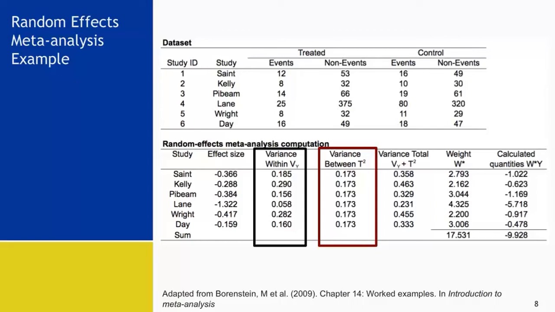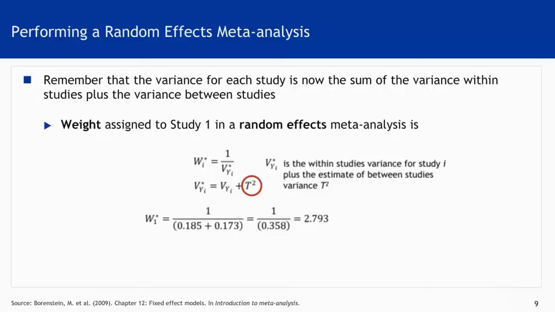I think as long as you understand there are 2 components for your total variance, which is the within study variance and the between study variance, and everything else, you can always look up the equations and figure out how to do it. Fortunately, you don't have to do it by hand, and the statistical software will do it for you. But I want you to understand how these are derived, and you have a point of reference if you want to do it by hand, and you will be able to go back to the equations. Remember that the variance for each study is now the sum of the variance within studies plus the variance between studies, okay?